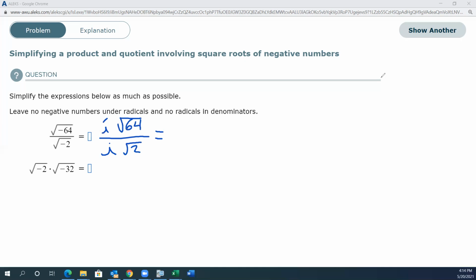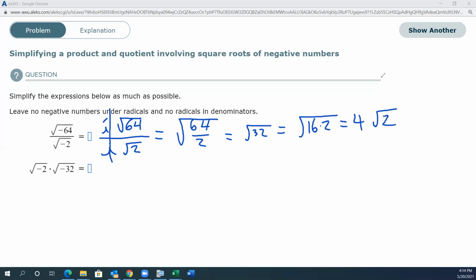Well, now the i's can cancel just like anything else because there's one on the top, one on the bottom, and I can rewrite this as square root of 64/2 all in one shot, which is square root of 32. And 32 has a perfect square called 16. It goes in twice, and the square root of 16 is 4. That is as far as I can take that one.